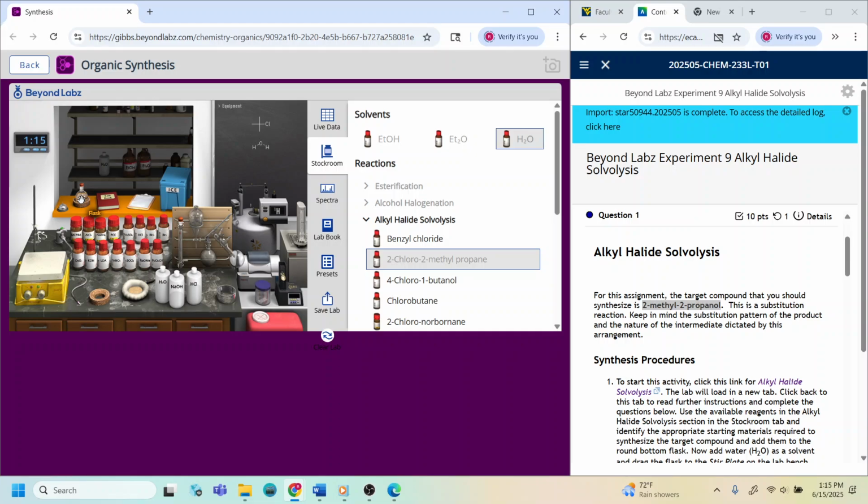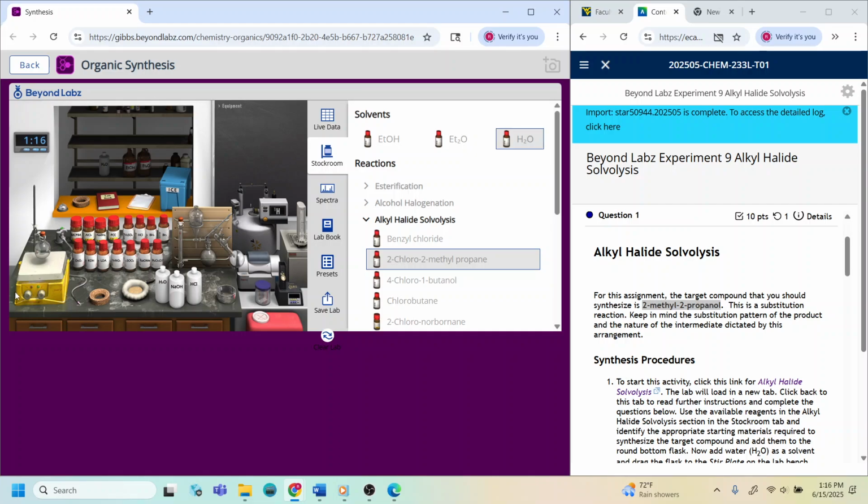Just make sure that you have the contents that you need in your flask before moving it into your working station. So now I'm going to move my flask into the working station. I'm prepping now for my synthesis because this is a synthesis reaction. And in an actual lab, this is what you need to do, actually. You fill your flask with the materials that you need for the reaction, and then you bring your flask into the working station.